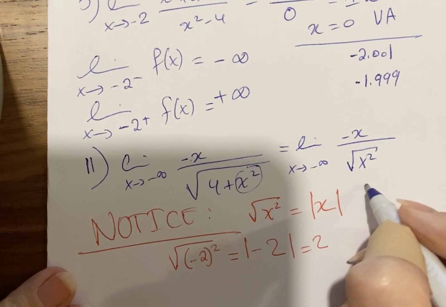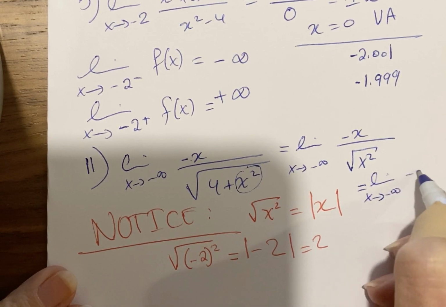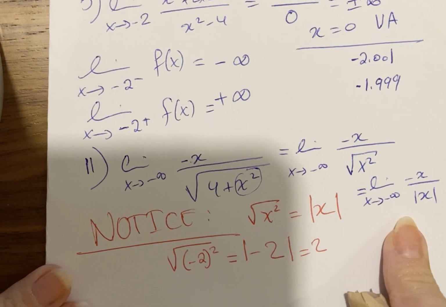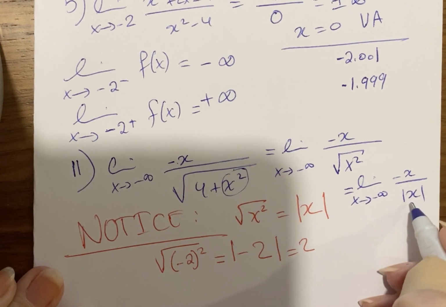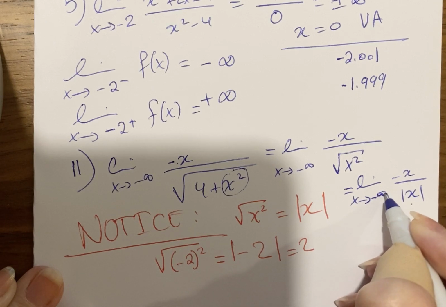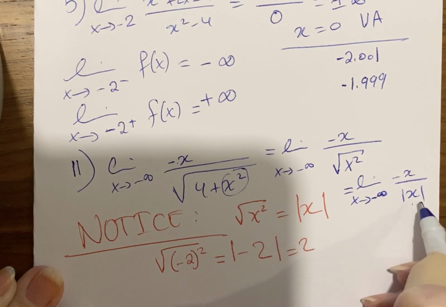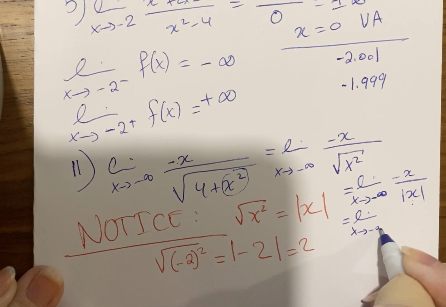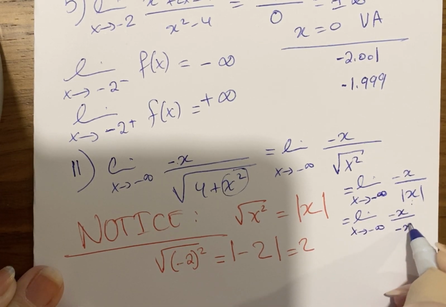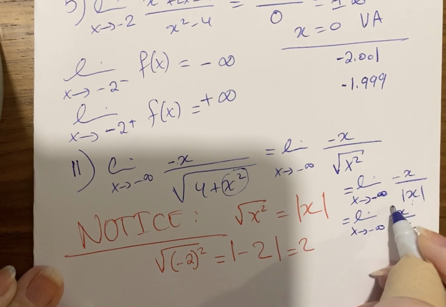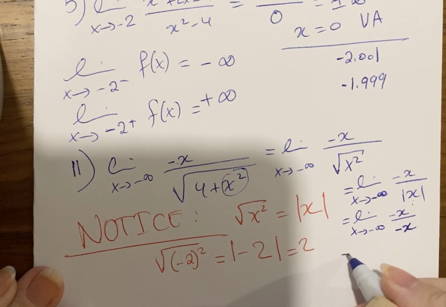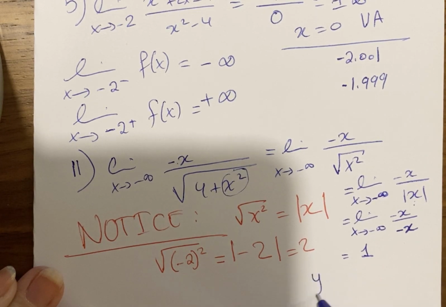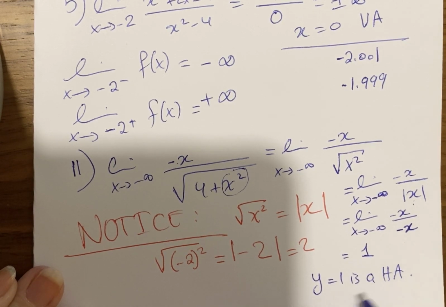So that's why it's a very important question, because students mix it up all the time. They write root x squared as x. It's wrong. So what do I do with the absolute value? We know how to work with absolute values. If we're at minus infinity, this means that we have negative numbers. They go out of the absolute value as minus x, because to change a negative number to a positive, you need to multiply it by a minus sign. See, minus x over minus x, what's the answer of the limit? 1. So y equals 1 is a horizontal asymptote.